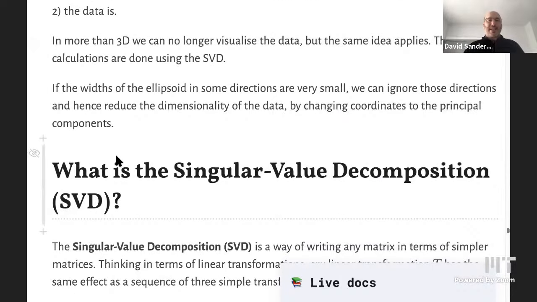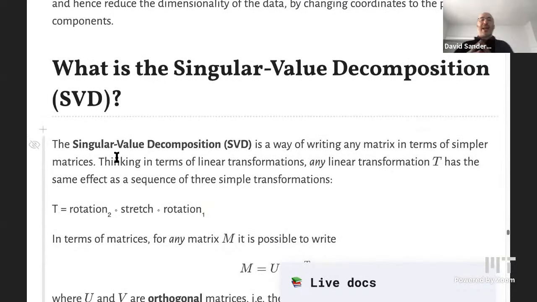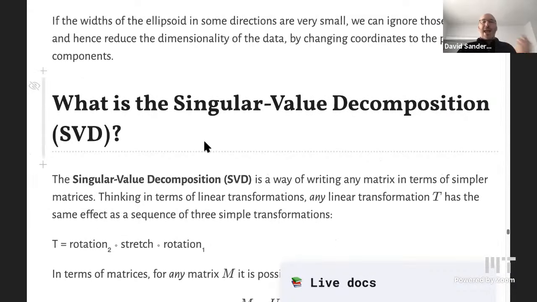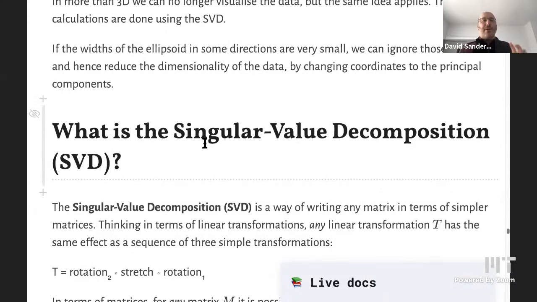So what is the singular value decomposition? That is the mathematical, numerical technique, the algorithm, that enables us to actually calculate all of this information that we just did of spanning all of these angles in 2 dimensions and to work out which the important directions are. The singular value decomposition enables us to write any matrix in terms of simpler kinds of matrices.